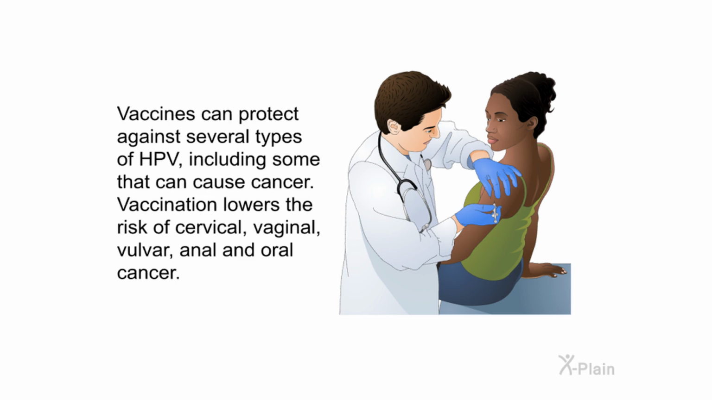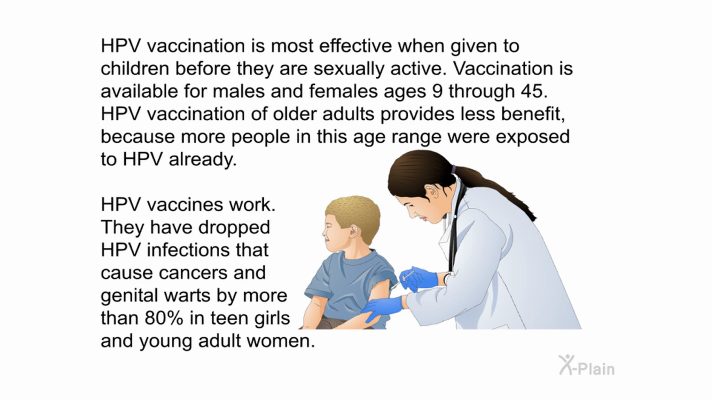Vaccines can protect against several types of HPV, including some that can cause cancer. Vaccination lowers the risk of cervical, vaginal, vulvar, anal, and oral cancer. HPV vaccination is most effective when given to children before they are sexually active. Vaccination is available for males and females ages 9 through 45. HPV vaccination of older adults provides less benefit because more people in this age range were exposed to HPV already.